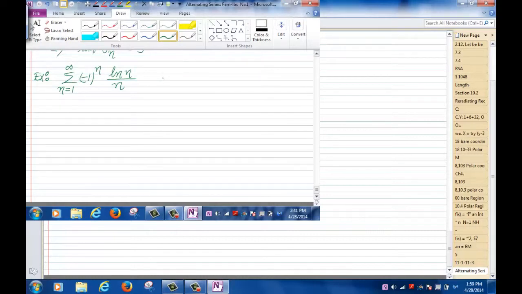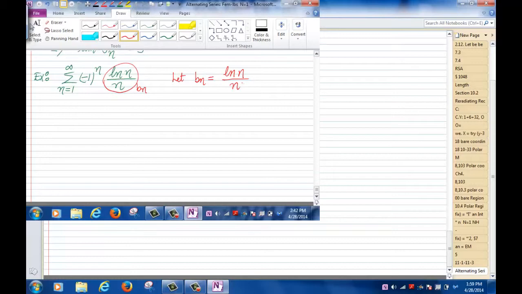We're going to use the alternating series test. So again, I am going to call which one b_n? This one would be my b_n. So let b_n be ln n over n.